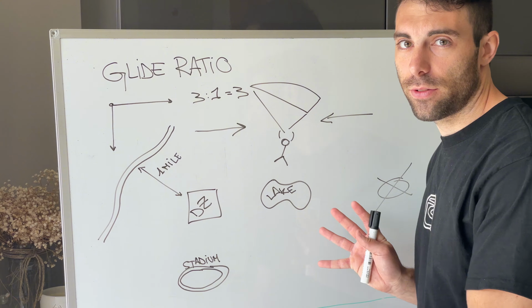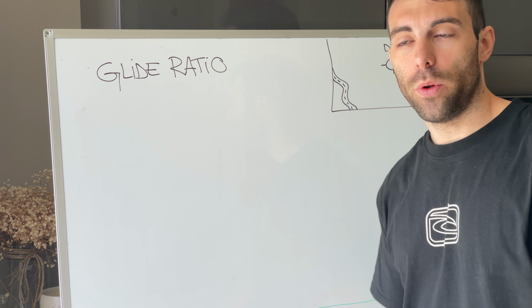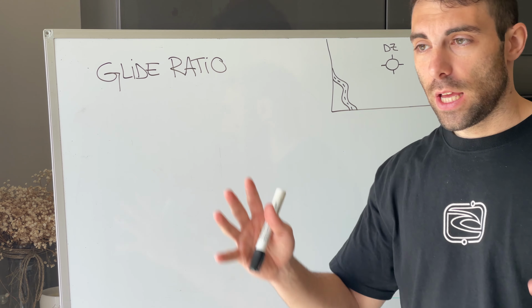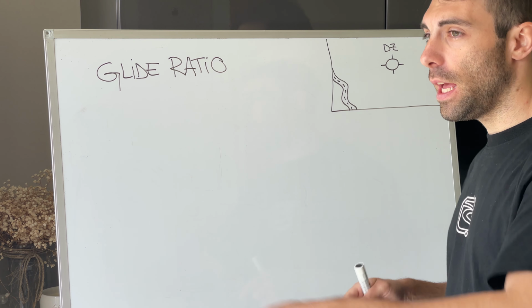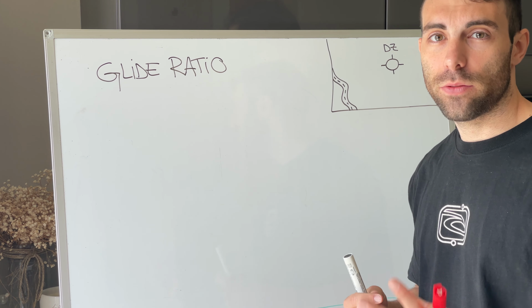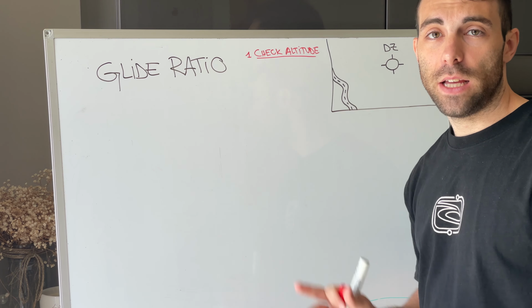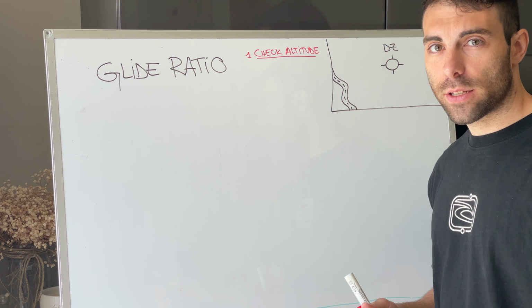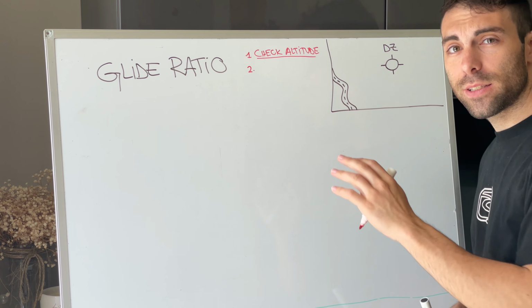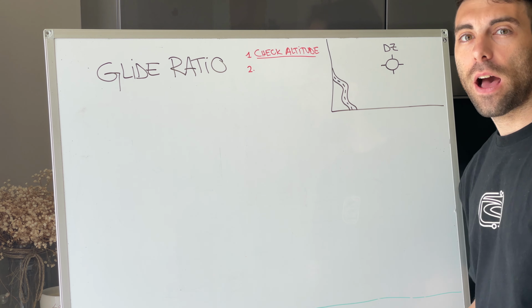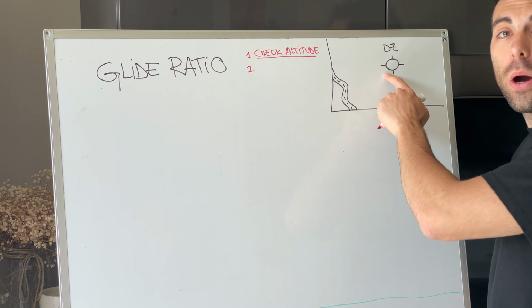Very easy stuff. All right, so let's see a real example. You open your parachute, you spot the drop zone, and what's the first thing you have to do? First thing is check the altitude. And now what do we do next? Guess what? We try to estimate where we are and how far we are from our target.